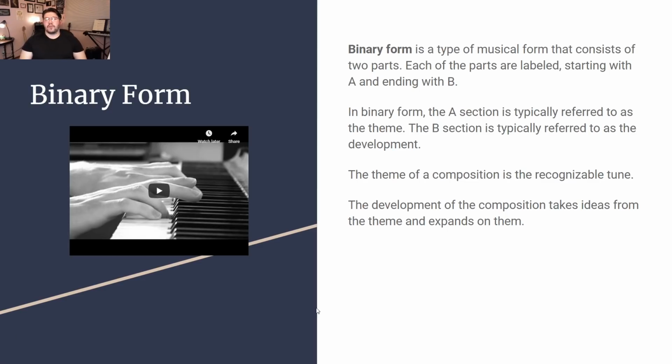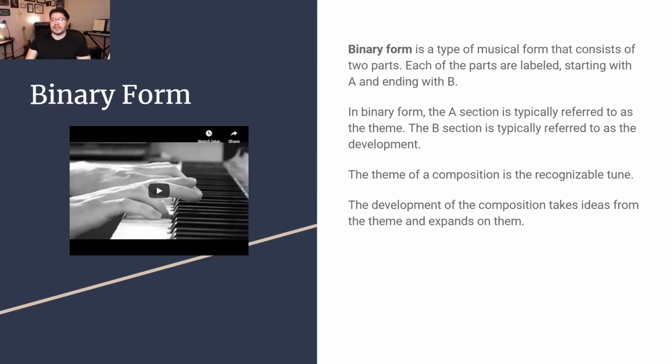Binary form is a type of musical form that consists of two parts. Now, if you are thinking about computer code, binary means it is using just two pieces, ones and zeros. Binary form has two different parts. They are labeled starting with A and ending with B. So the two sections we have are the A section and the B section.